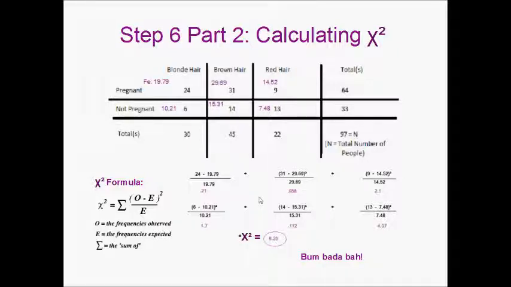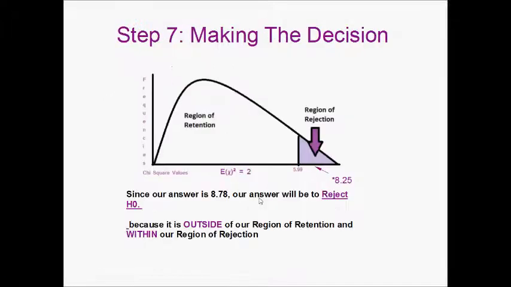Now that we have our chi-square statistic, we need to make the decision, which is step 7, on whether or not we're going to reject the null hypothesis. Well, since we got 8.25 for our answer, it's higher than 5.99, which means we're going to reject our null hypothesis because it's higher than 5.99. It is outside of our region of retention, not within our region of retention. It is within the region of rejection, as I pointed out on here.